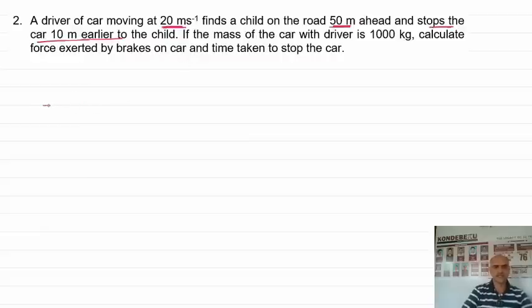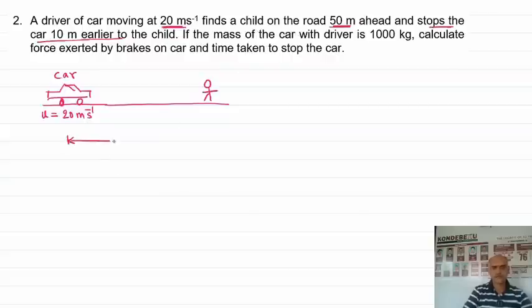So if I take the road, there is a child on the road. So here I will take the car. There is a car. He has given that the car is moving at a speed of 20 meters per second. So u is equal to 20 meters per second. The distance between the child and the car is 50, so this is 50 meters.